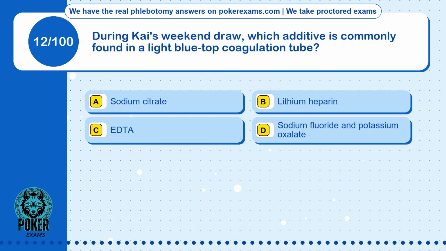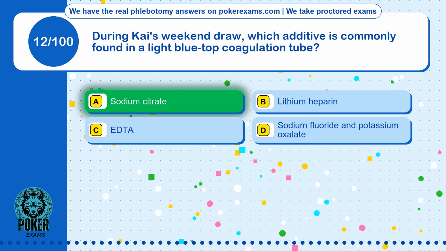Question 12. During Kai's weekend draw, which additive is commonly found in a light blue top coagulation tube? Option A, sodium citrate. Option B, lithium heparin. Option C, EDTA. Option D, sodium fluoride and potassium oxalate. The correct answer is option A, sodium citrate.